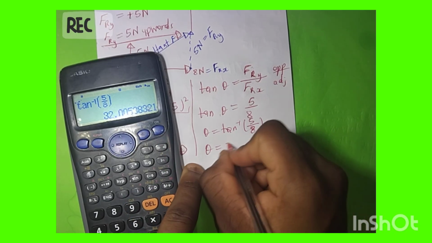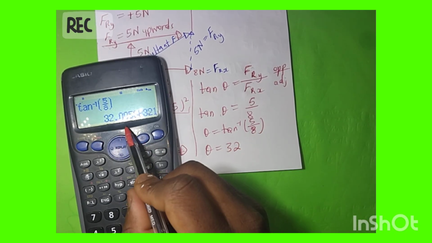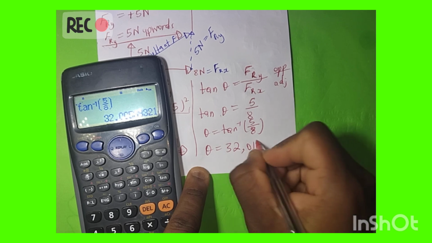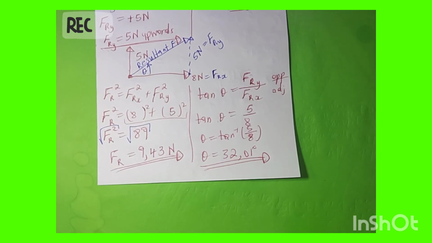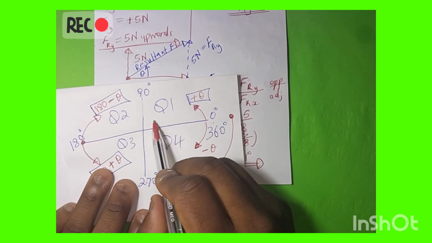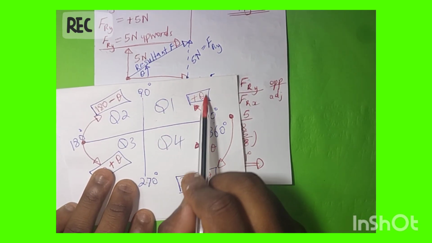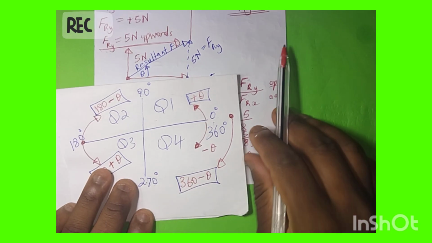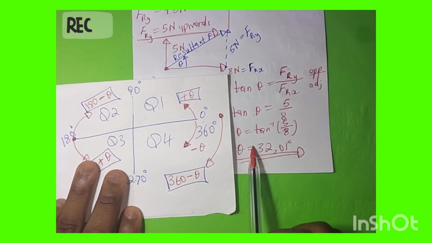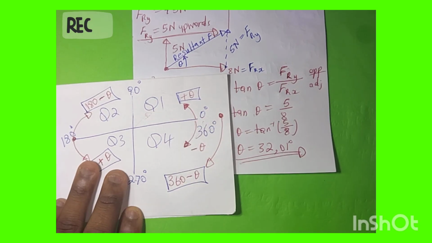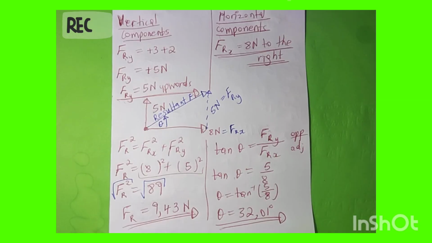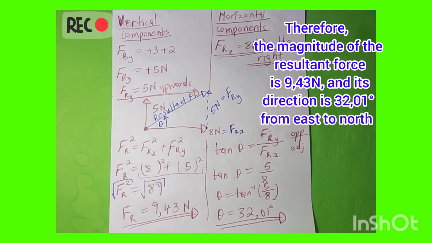So it means that I get 32.0 something, and when I round it off, this will become 32 degrees. No need for you to add anything. The reason is that this is in the first quadrant. In the first quadrant, if you get that theta, it's supposed to be positive, as you can see. It is in this quadrant. And now you can just conclude. Yeah, thank you for your time.